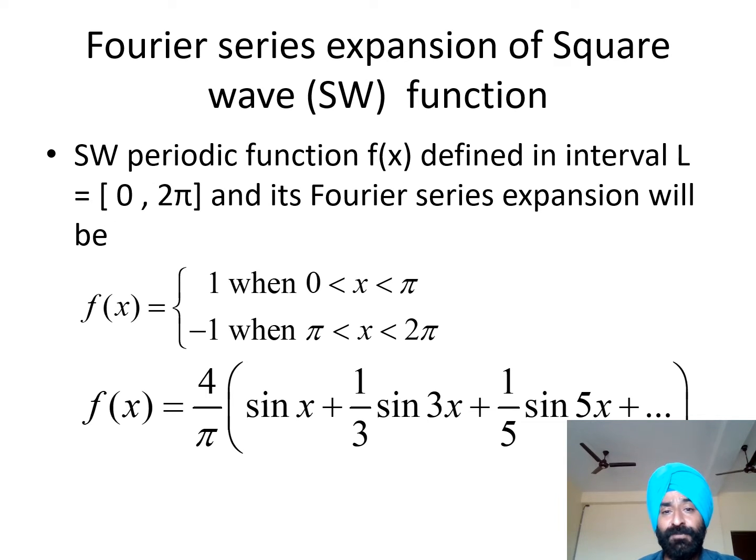In the first example, we take the square wave function. A square wave function, defined over the interval 0 to 2 pi, takes a value of 1 when x lies between 0 and pi, and minus 1 when x lies between pi and 2 pi. We can do the mathematical analysis and find its Fourier series expansion, which is given by this last expression.